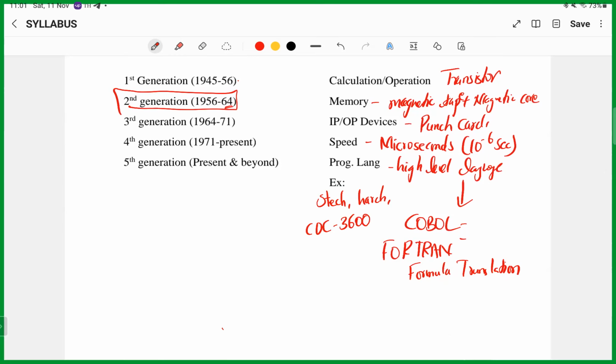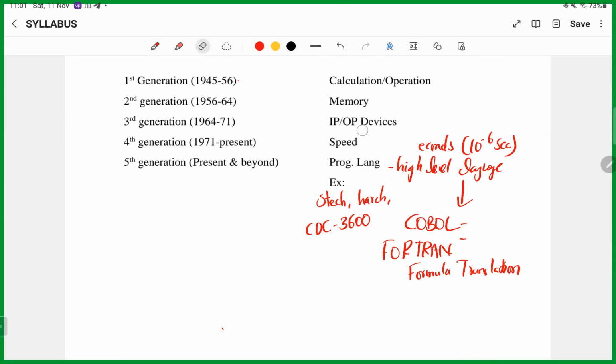ಸ್ವಲ್ಪ ನೆನಪಿಟ್ಕೊಳ್ಳೋಕೆ ತುಂಬಾ ವರ್ಡ್ಸ್ ಇದೆ but it has to be remembered, this paper is like that. If you want to clear the exam, you have to suit ourselves to the requirement of the exam. So what have you written for memory? Memory: magnetic tape and magnetic core. Okay, so that ends second generation. Let's move to the third generation now.